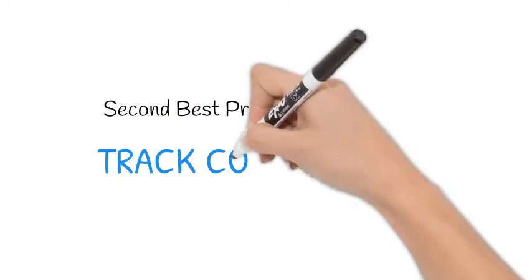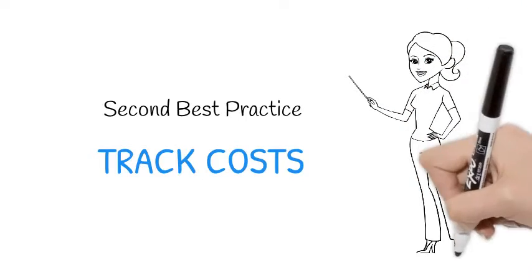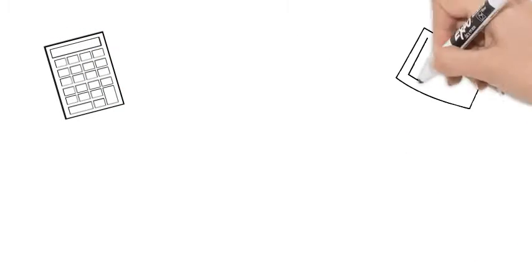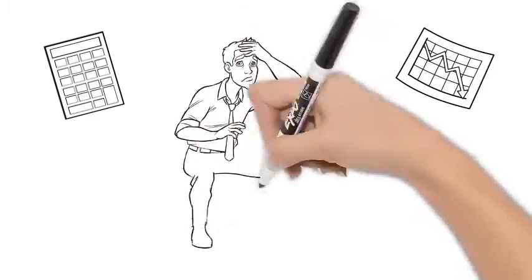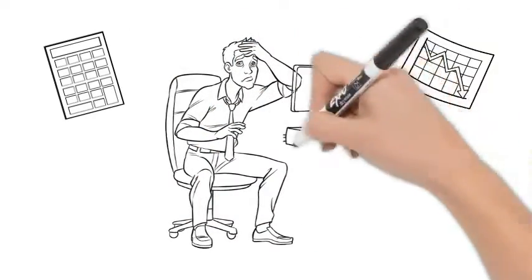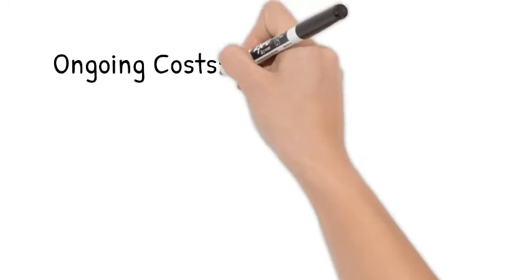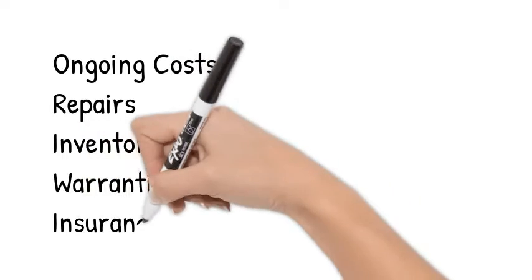The next best practice is to track costs associated to your Chromebooks. You can argue that it's already stored in an accounting system. And although that is true, you don't have access to that accounting system, and it doesn't store IT information along with it. For example, ongoing costs include repairs, inventory, warranties, and insurance.